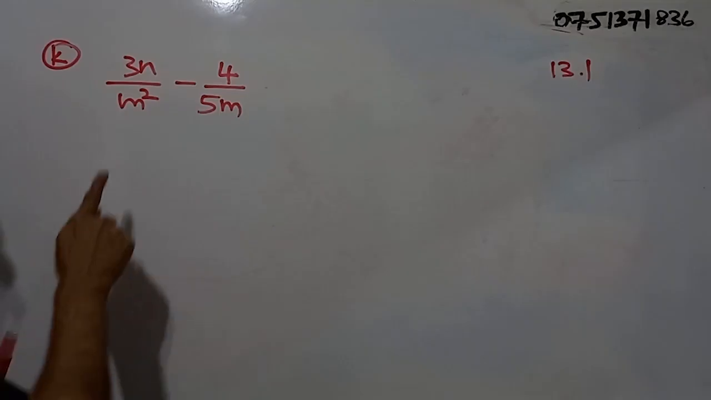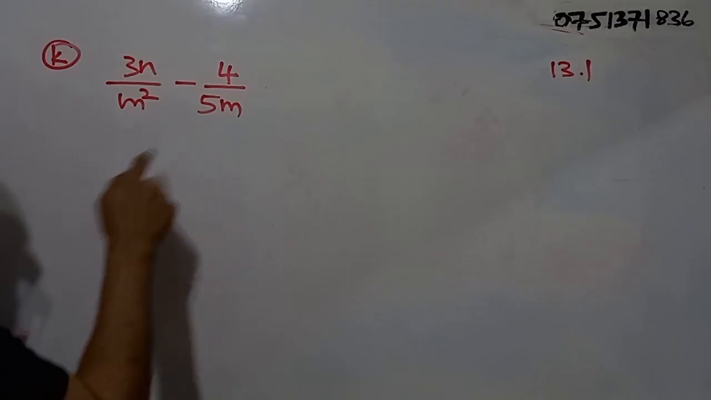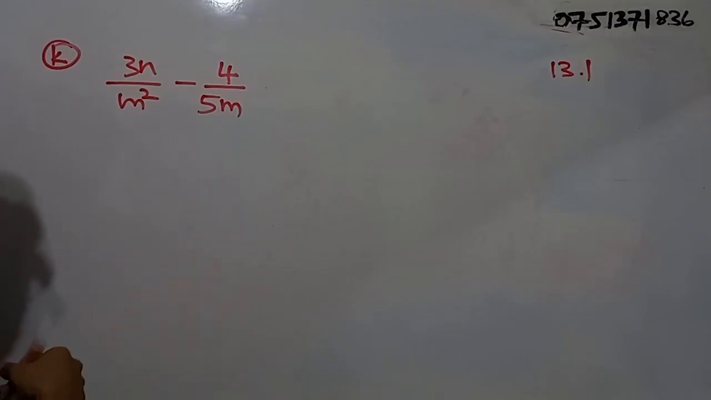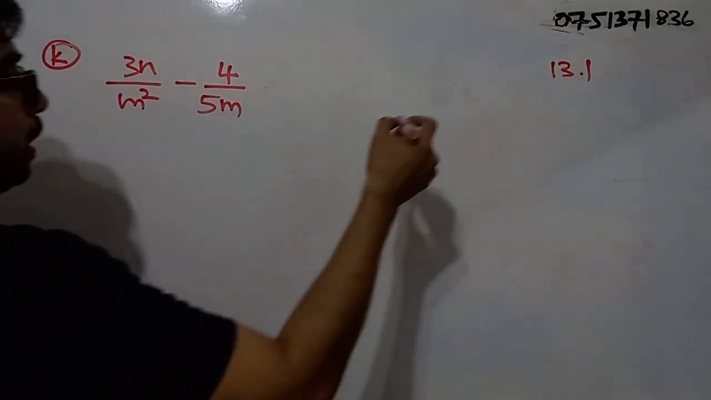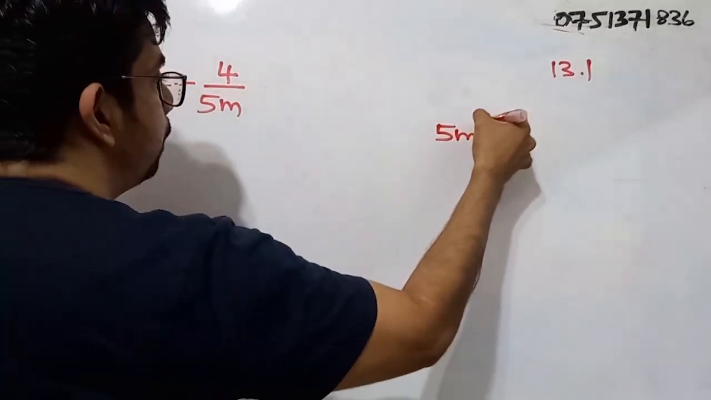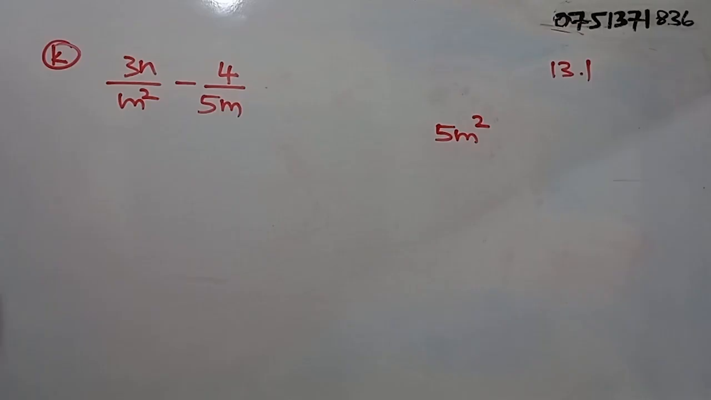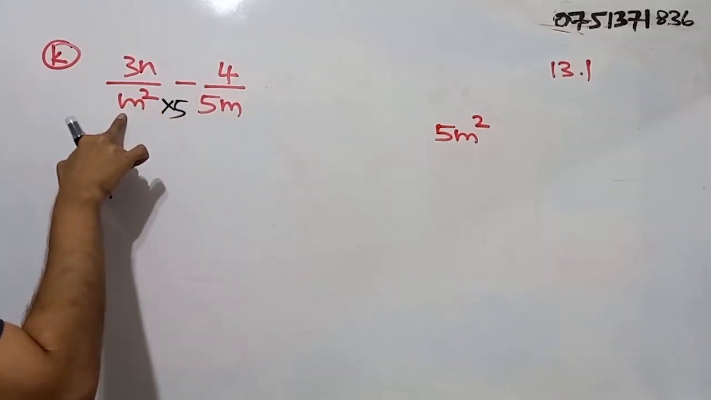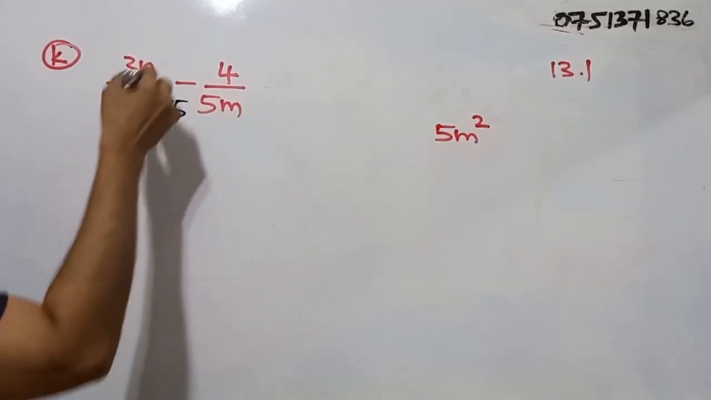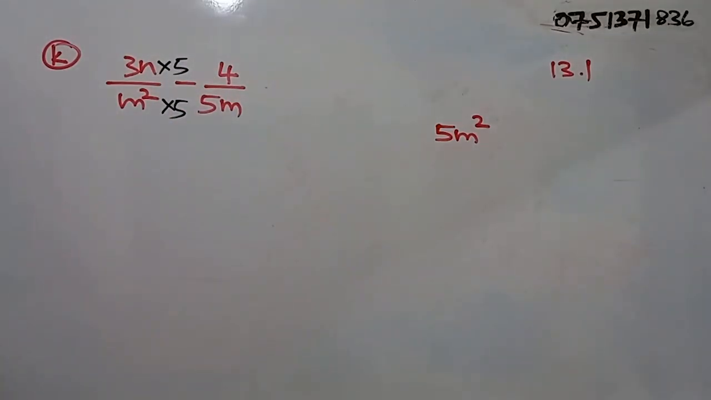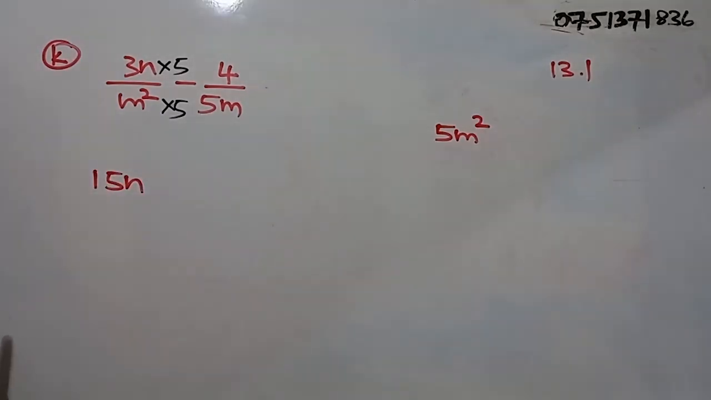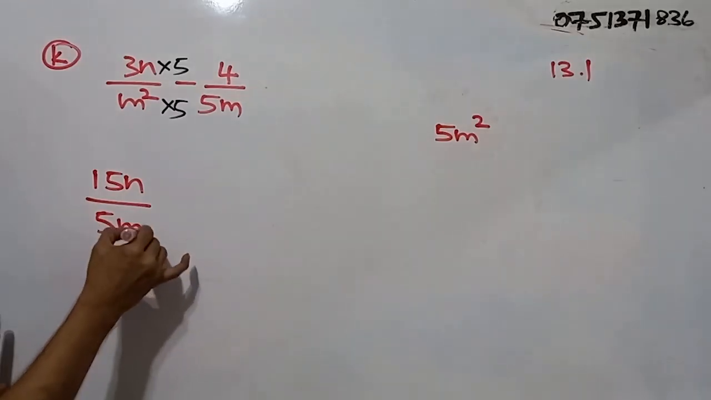Okay, next question. So we have been given two fractions. So the denominators are m squared and 5m. So what will be the least common denominator? 5m squared. Okay. So if we think about the first fraction, we need to multiply the denominator by 5. So that means we need to multiply the numerator by 5 as well. So what will be the value? 15m, right? Divided by 5m squared.